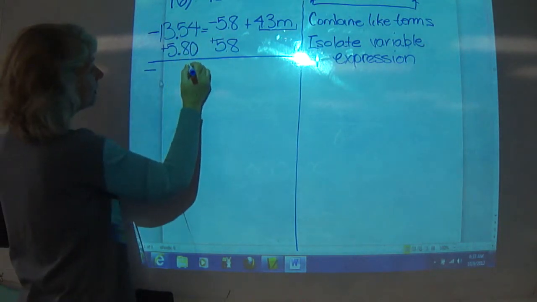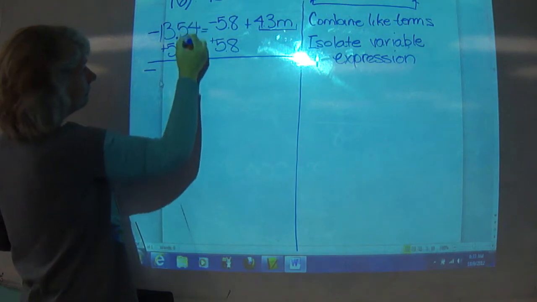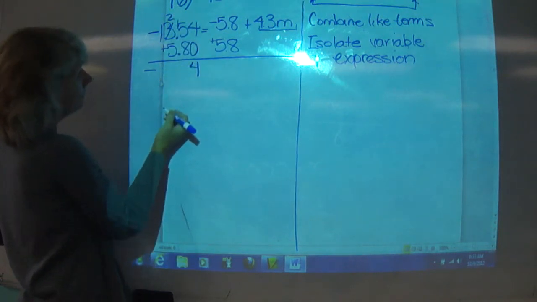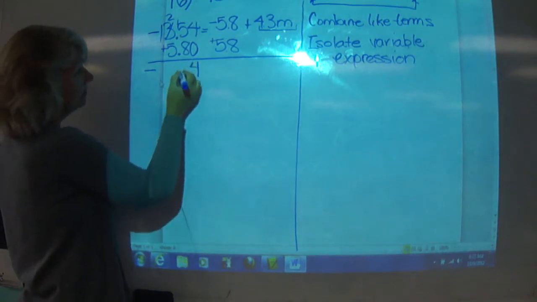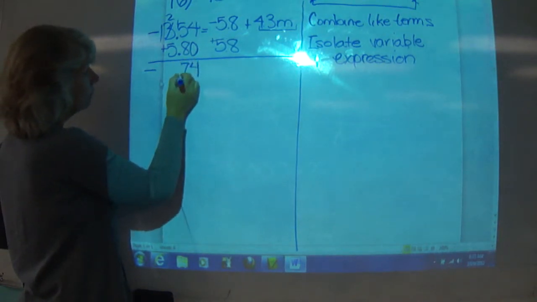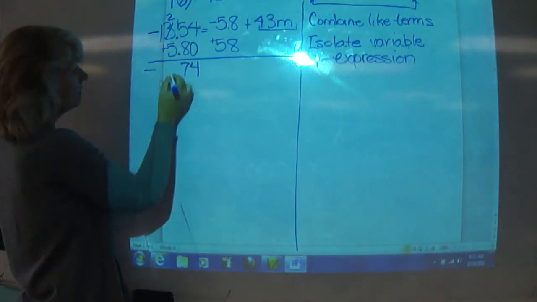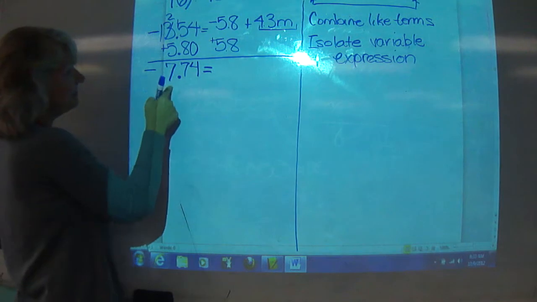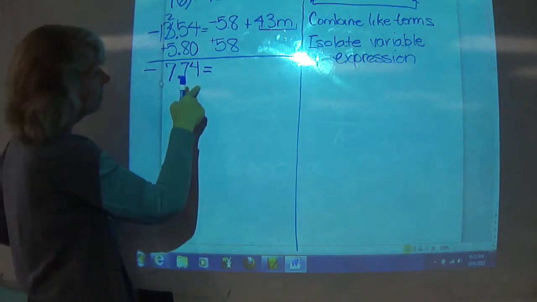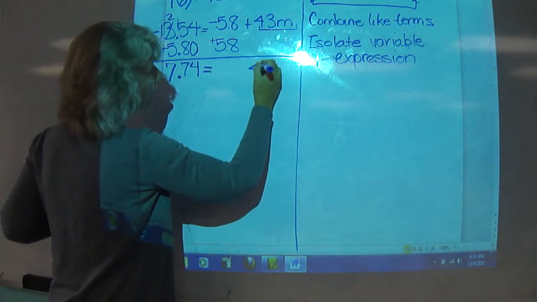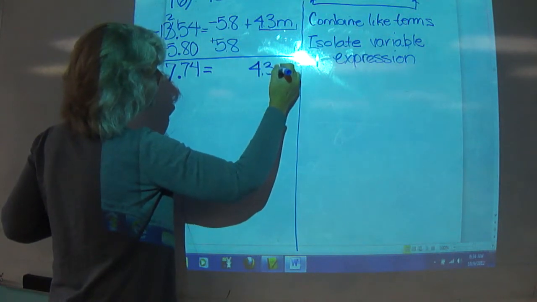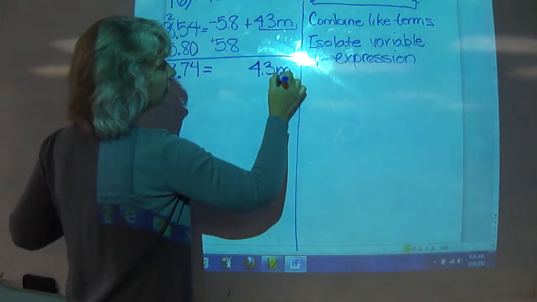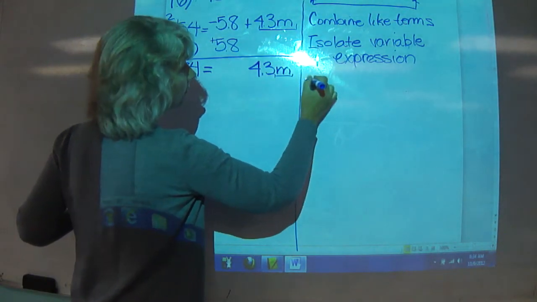Okay, so 4 minus 0 is 4. 5 minus 8 you can't do, so you're going to have to regroup or borrow. 15 minus 8, on the other hand, is 7. Bring your decimal down. 12 minus 5 is also 7. So negative 7 and 74/100 is equal to 4 and 3/10 m. The next step will be to just isolate the variable.